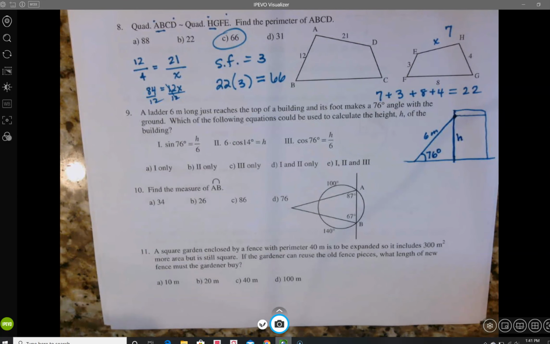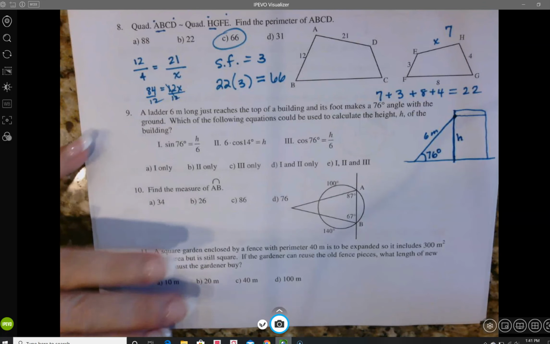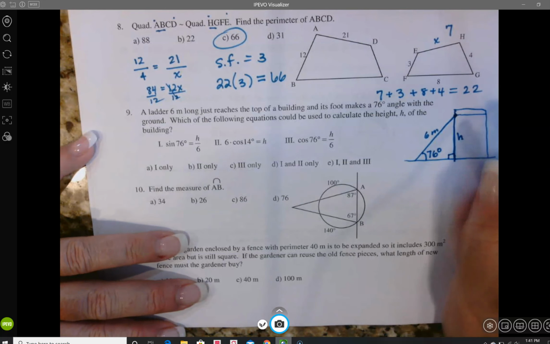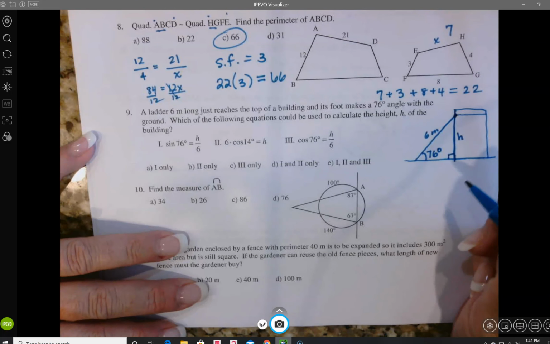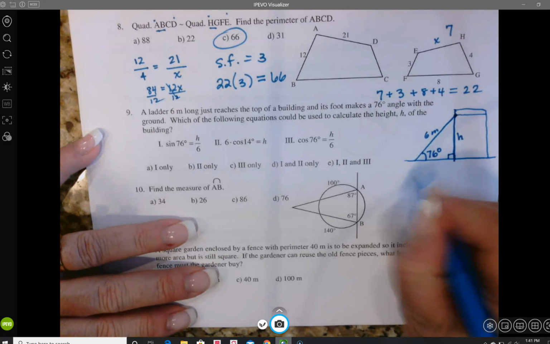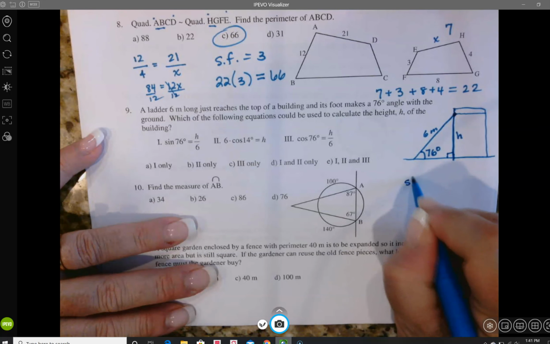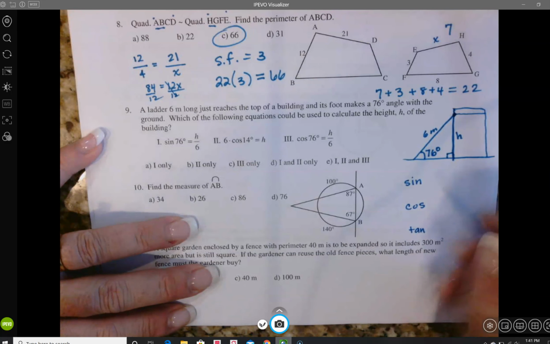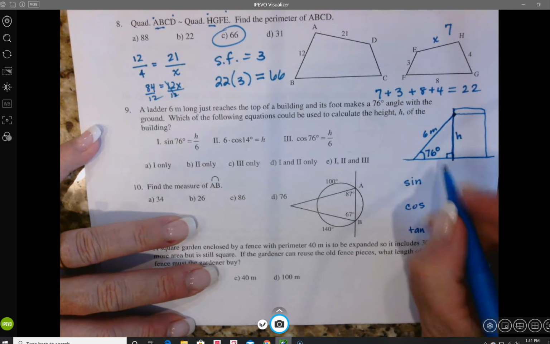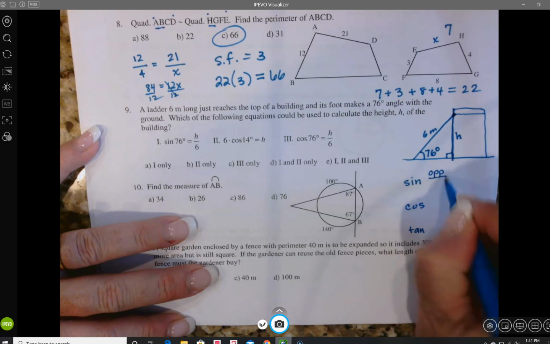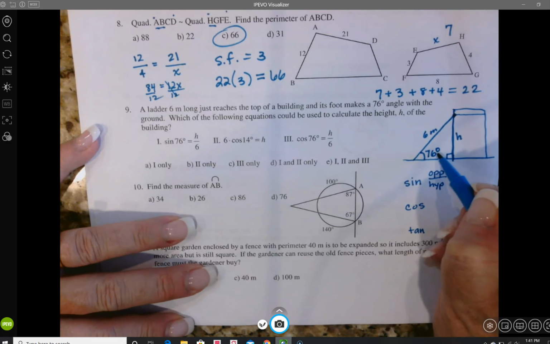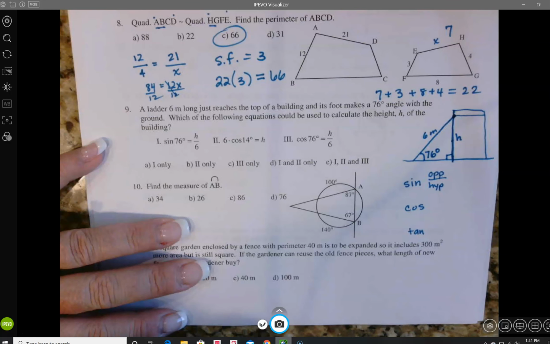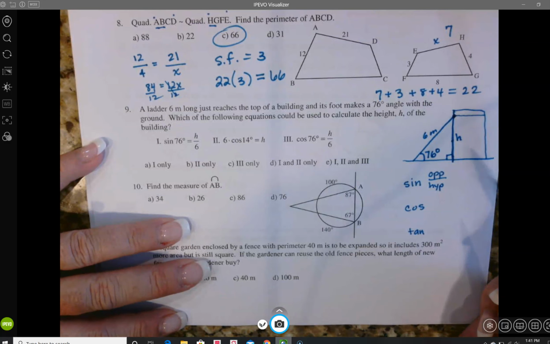So the key to solving trigonometry problems, first of all, trigonometry is these magical ratios that always exist inside of right triangles. And we call those ratios the sine ratio, the cosine ratio, and the tangent ratio. Now the sine of an angle is always the opposite side divided by the hypotenuse of the triangle. So if I'm looking at this 76 degrees, the side opposite is the height, and the hypotenuse is the 6 meters.